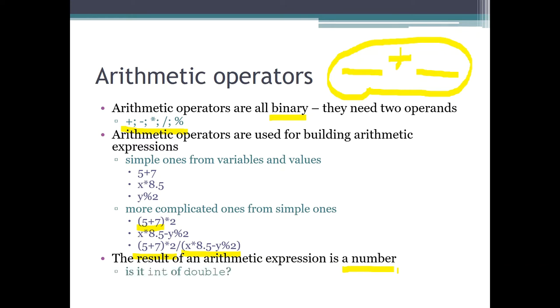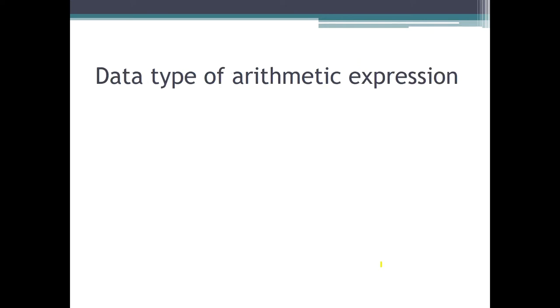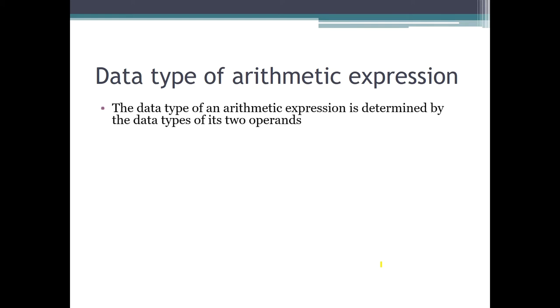But the big question here is: is it int or is it double, this number, the result of an expression? And today we will see how we can determine the data type of an arithmetic expression. And actually the rule is a very simple one. The data type of an arithmetic expression is just determined by the data types of its two operands. So we only look at the final two operands.